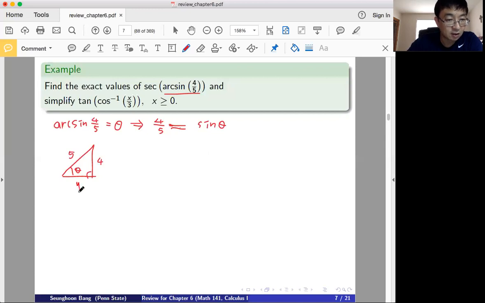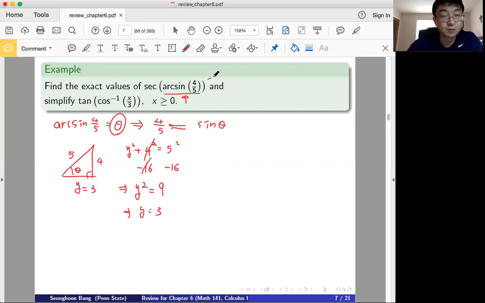You can find the adjacent side by using the Pythagorean theorem. So we have y squared plus 4 squared equals 5 squared. You subtract 16 from both sides. So we have y squared equals 25 minus 16, which is 9. So y equals 3. The next thing, you plug this theta into here.